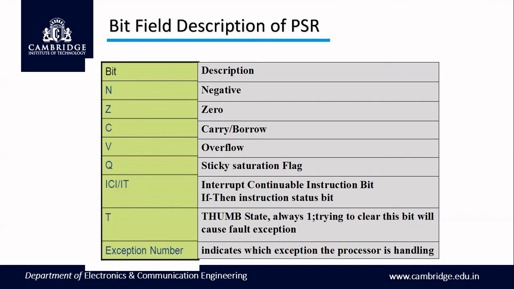Out of APSR, IPSR, and EPSR, the interrupt program status register and execution program status register are read-only registers. IPSR and EPSR are read-only registers, so they can only read the value. T stands for thumb state, and it is always 1. If you try to clear this, then a fault exception would be raised. The exception number indicates which exception is being processed. There are 256 exceptions which the Cortex M3 processor can handle. Which exception is being processed is indicated by the exception number in the IPSR.